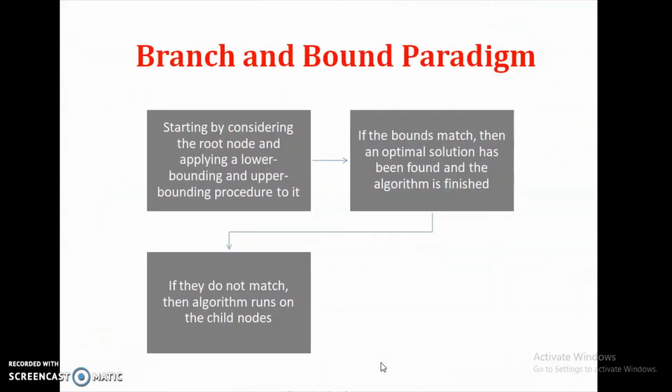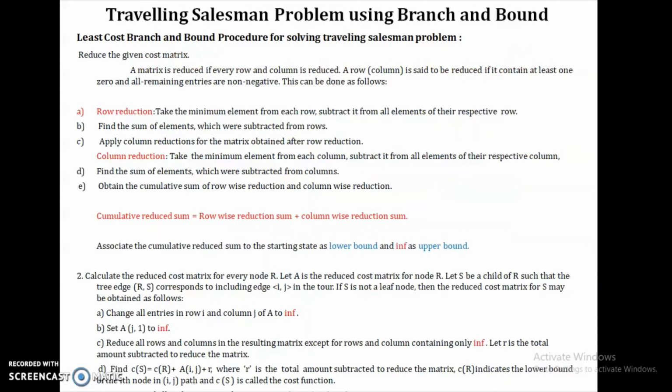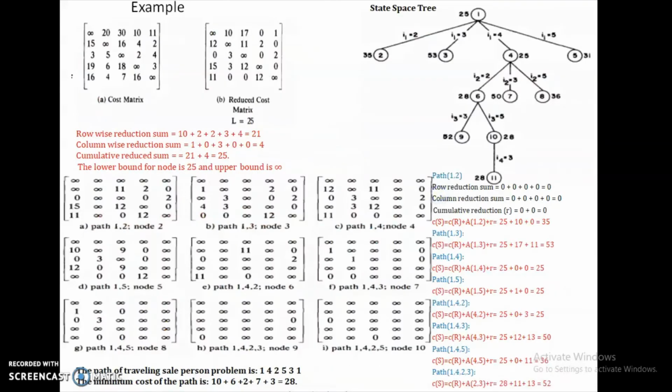In this branch and bound paradigm procedure, we start from the root node and apply lower bound and upper bound, and then if the bounds match, an optimal solution has been found and the algorithm is finished, right? If they do not match, then the algorithm will run on the next level, that is on the child nodes. Let's see how to solve the traveling salesman problem using branch and bound.